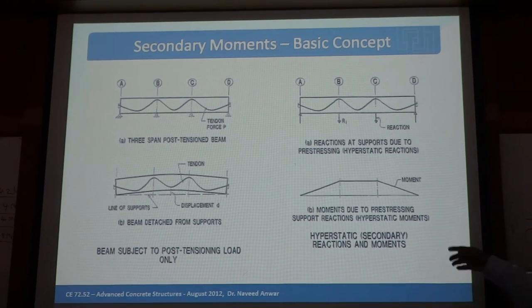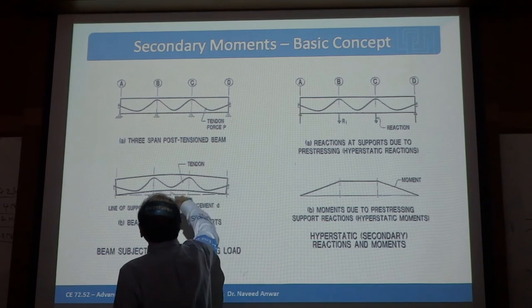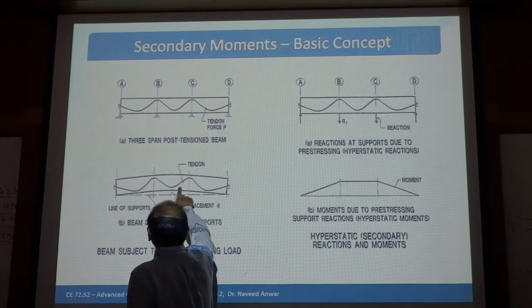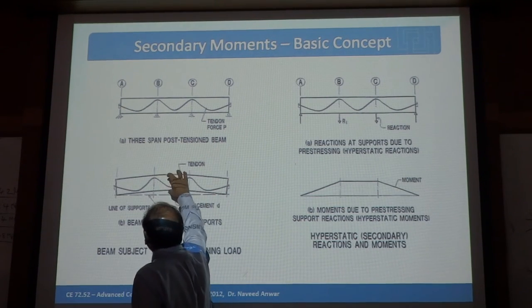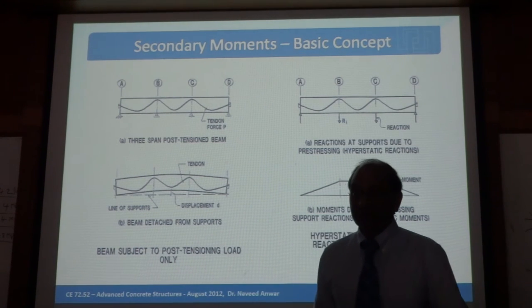So this can be applied further if that is two tendons. This is the net line. So the net displacement will be here. Ideally speaking, this shouldn't happen. But it will happen, right?